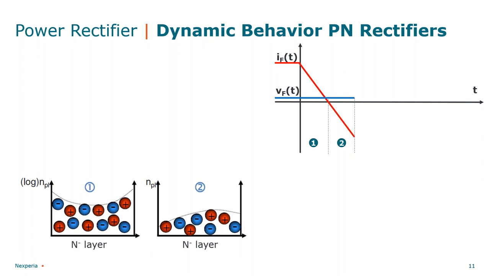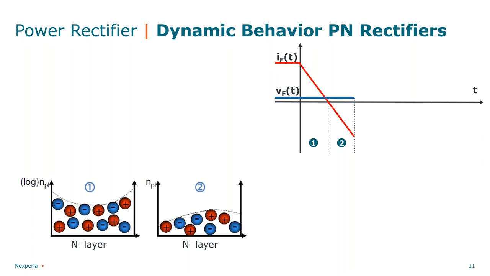And on the bottom, you see a charge carrier density graph. So what you see here is how the charge carriers in the N minus layer are distributed. So basically, how is the depletion region flooded with excess charge carriers? In state one, we enabled the forward mode, so we already flood the region with excess charge carriers. That's why in the picture at the bottom you see that there are some charge carriers left.